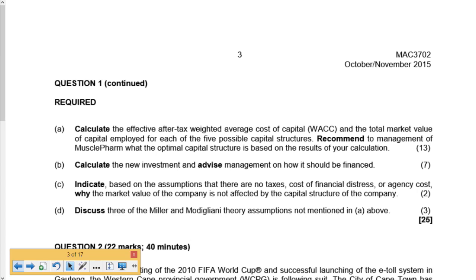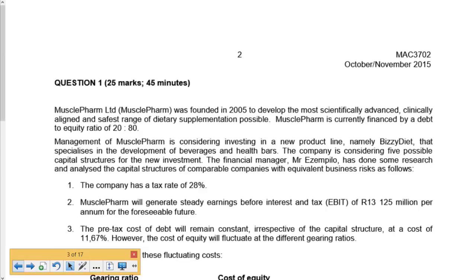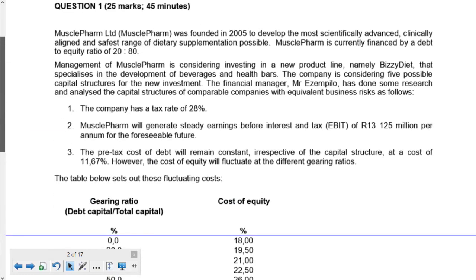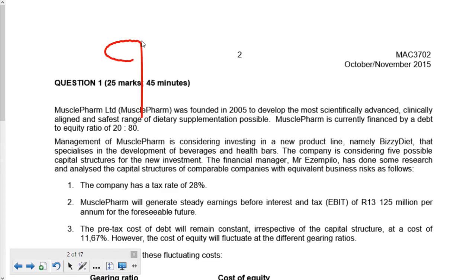Question 1 for 25 marks. Looks very doable, or not? Going to see. Okay, give it a try. The information is here, it's just 1 page of information. So they start off by telling you that Muscle Farm was founded to do diet supplements. Their current debt to equity is 20/80. Okay, so this is the current structure, 20/80.